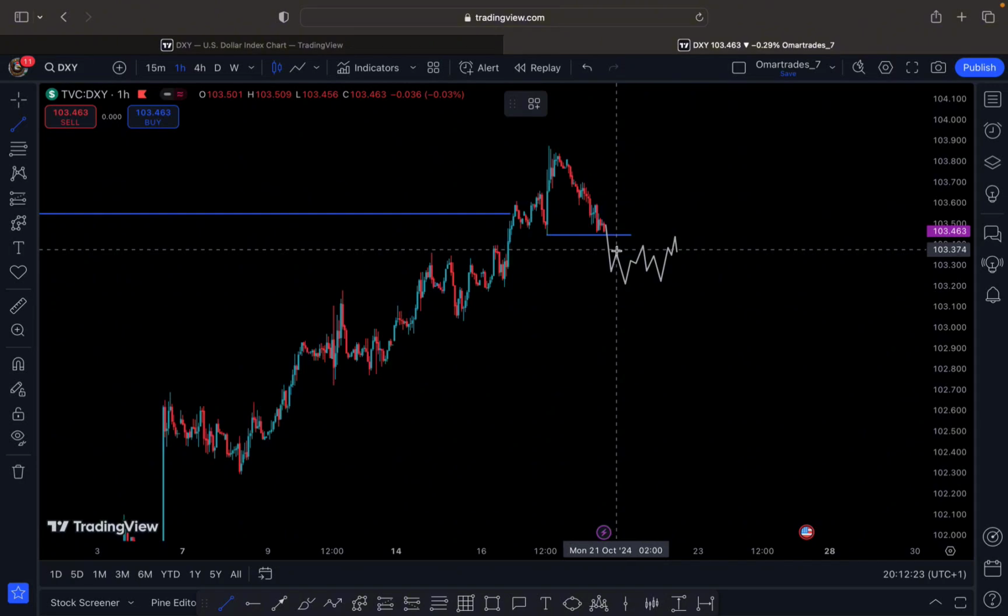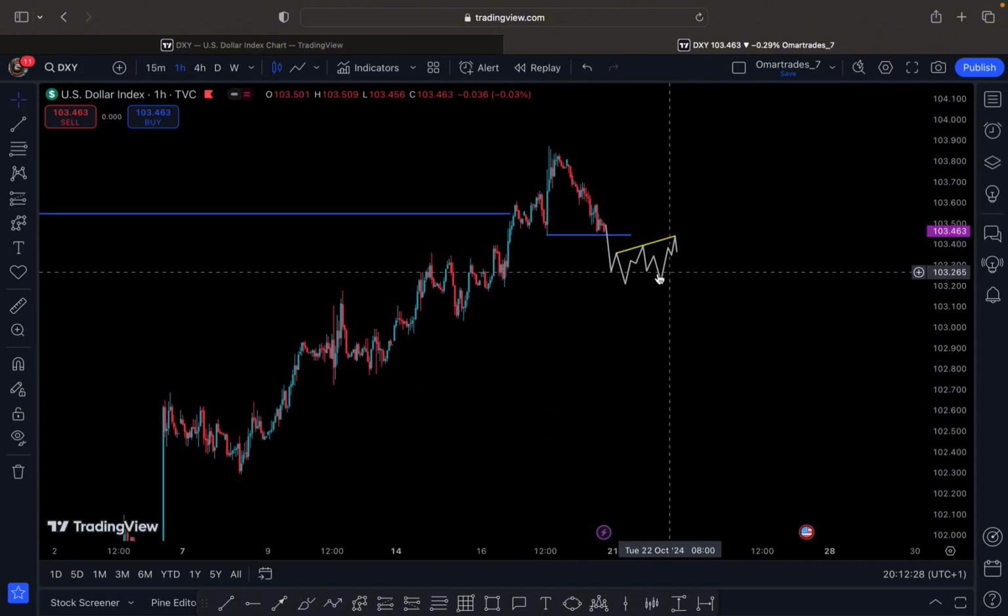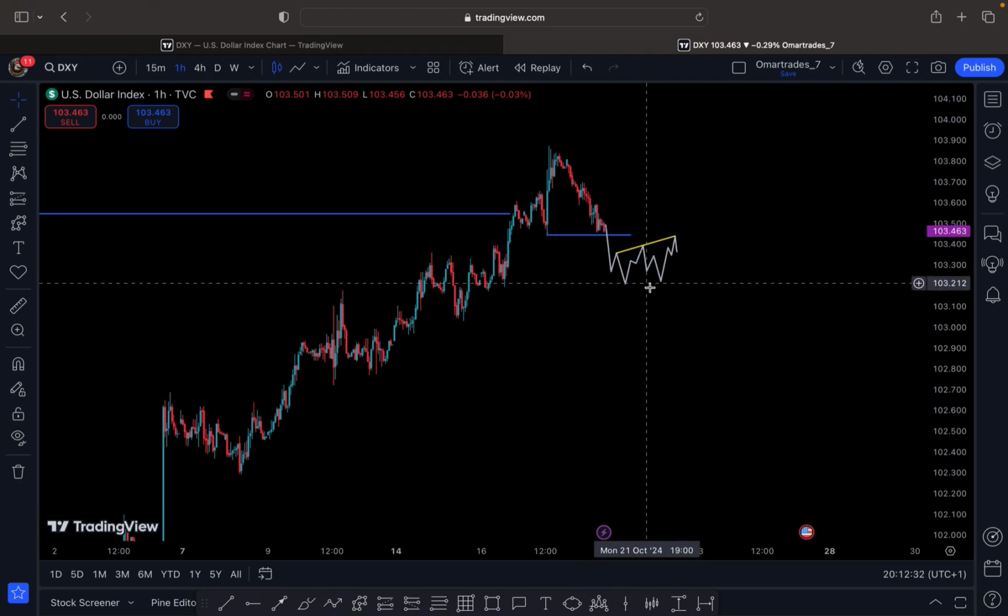Let's say, for example, we now confirm the 1 hour flag like this, we can then go to 15 minutes and look for the entry, but we want the continuation pattern on the 1 hour.